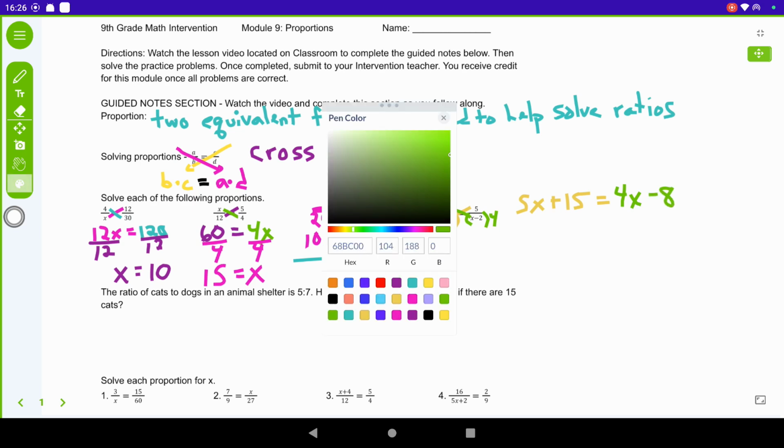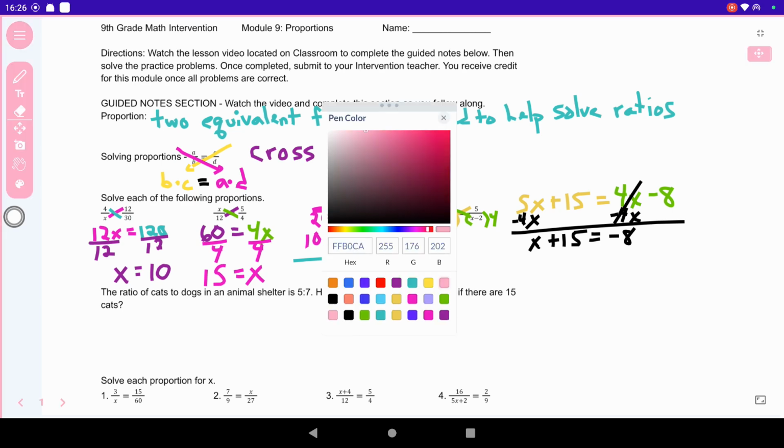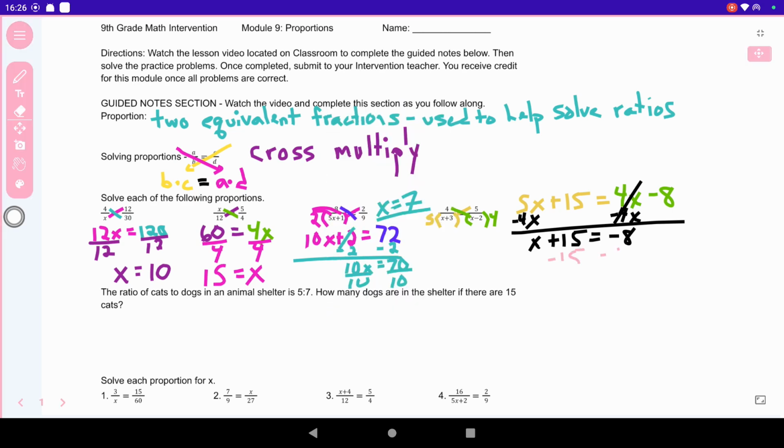Now we're into a situation where we have variables on both sides, constants on both sides. So as we talked about in a previous module, move the smaller variable because we want to get variables to one side and constants to the other. So we're going to move the 4x first. So 5x minus 4x is 1x. So we have x plus 15 equals negative 8. And then we're going to subtract the 15 from both sides to get rid of the 15, and we get x equals negative 23.